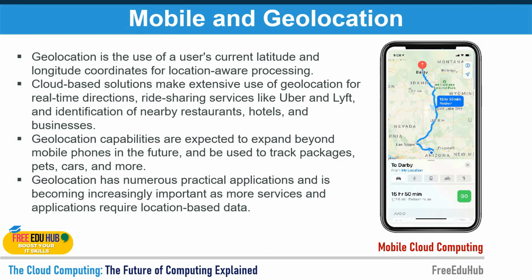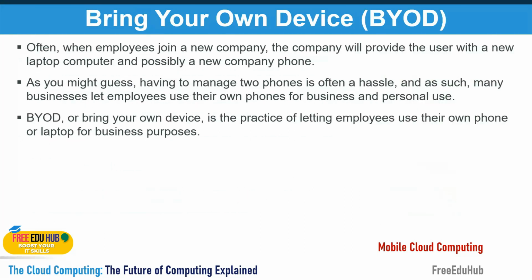As you know, through mobile phones, and even some insurance companies are using geolocation, with the help of which they can track the movement of the car, whether it is on the move or parked somewhere. Geolocation has numerous practical applications and is becoming increasingly important as more services and applications require location-based data. Now, bring your own device is a new concept.